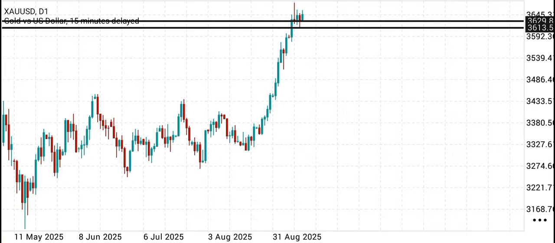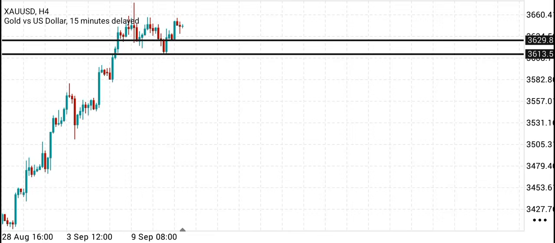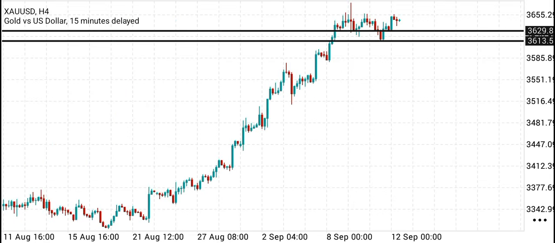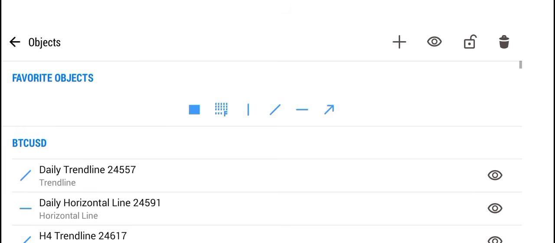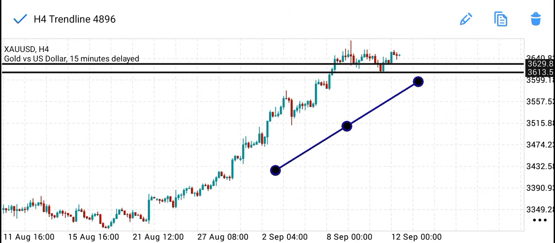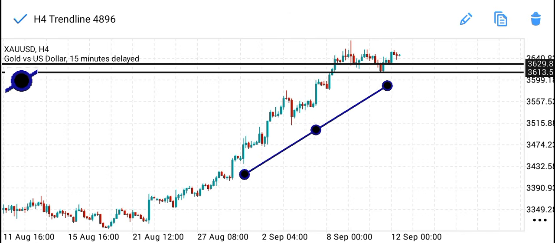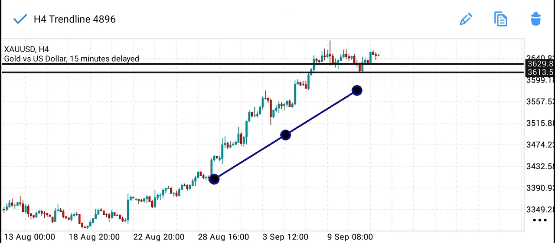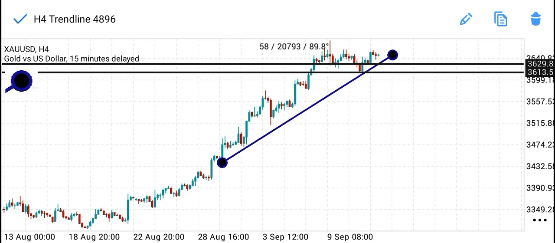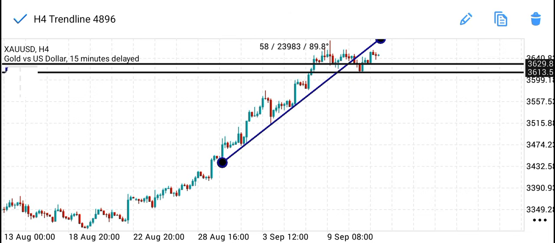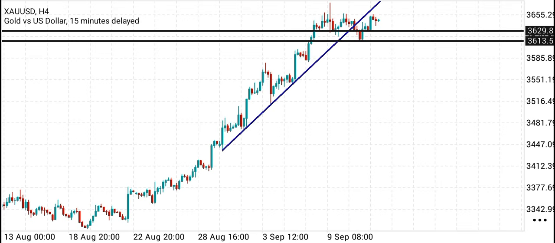The next thing I'm going to do is go to H4. I'm going to look for the most clean trend line that I can actually see. So let me use this one. Okay, so I've got the first trend line right there.